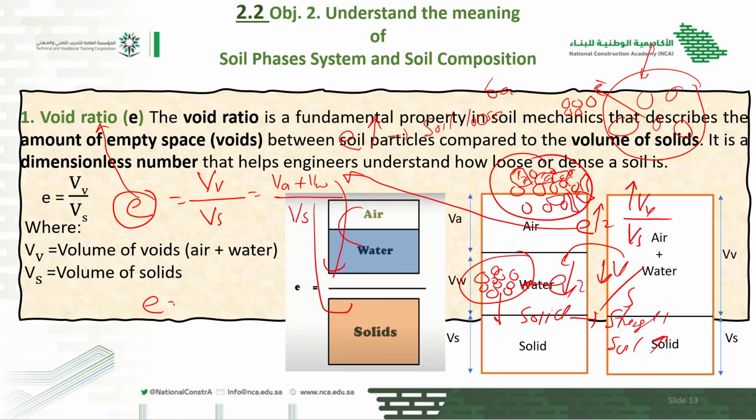One other thing, e is equal to Vv divided by Vs. This void ratio is the ratio of the same parameter, both are volumes. What is the unit of volume? It is meter cube. So both cancel each other. So e has no unit, and it can be expressed in percentage some of the time. I think you got it.